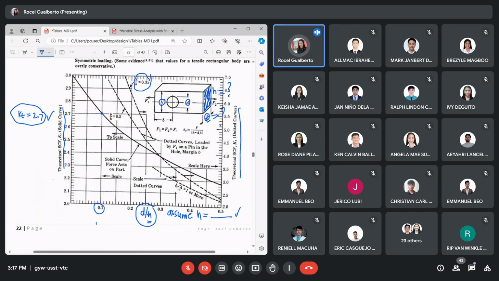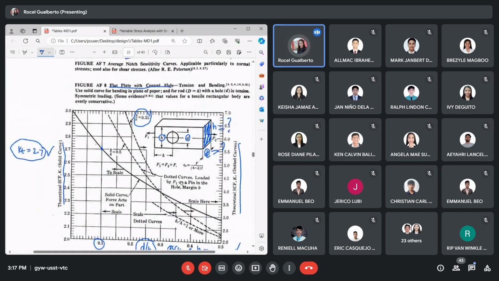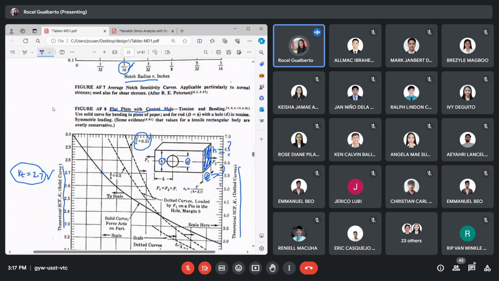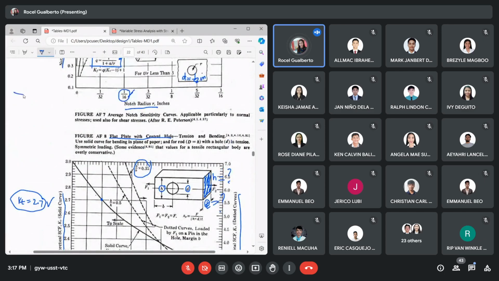Okay, so I'll continue. Now we have here, what if we have something like this? This is our sample. Say, you have here a shaft. Okay, so our shaft with circular cross-section. And then we also have a central hole here. So this is now a shaft with a central hole.